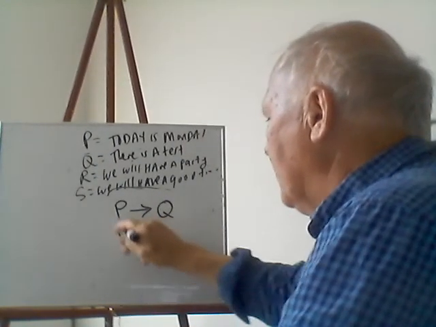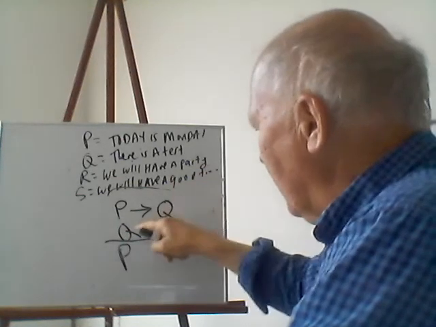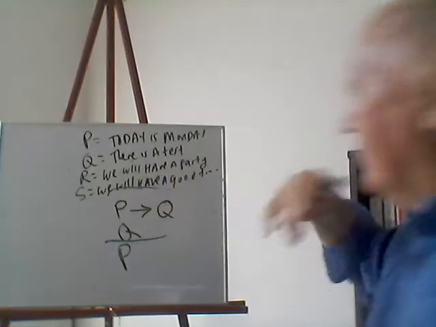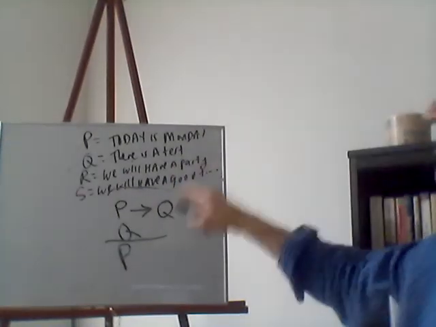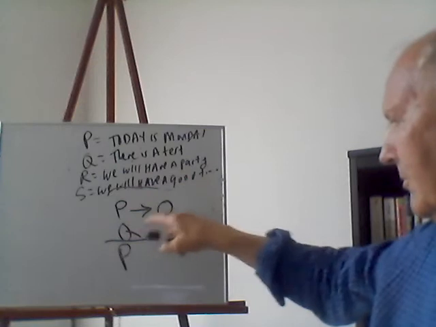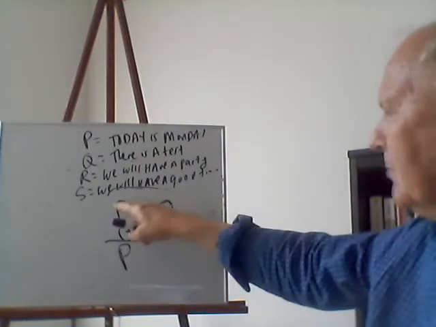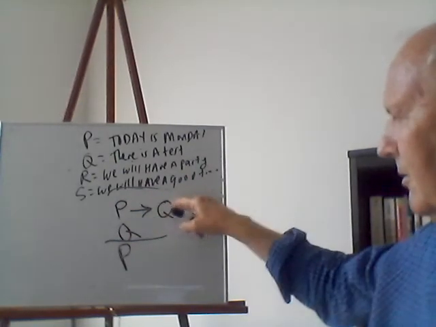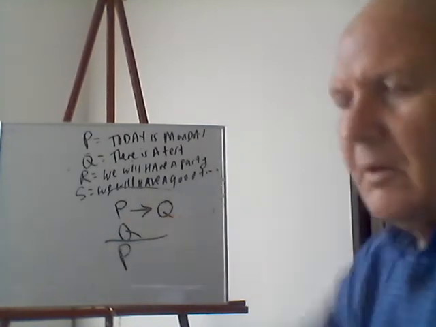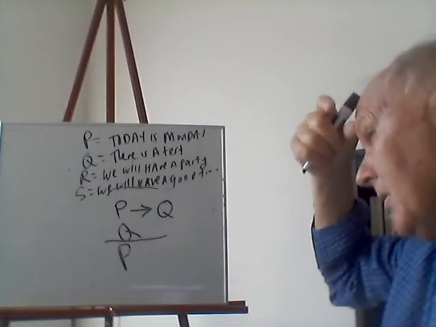If P then Q, Q, therefore P, that's invalid. You can't go backwards. Going backwards from Q to P. In a conditional statement, you can't go backwards. You can go forwards, but you can't go backwards. If today is Monday, there's a test. There's a test. Does that mean today is Monday? No. It could be Tuesday. It could be a test on Monday and Tuesday.